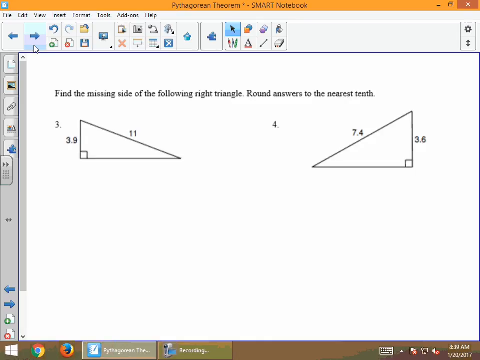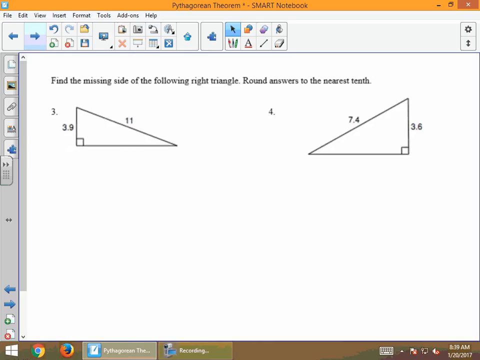So we look at 3 and 4. Again, we're going to find the missing side of this right triangle, but it's nice because this time we can round. We don't necessarily have to worry about simplifying those radicals. And if you notice, some of the parts are decimals already, so that's a good indicator that you're not going to have to simplify the radicals. You can just kind of plug everything into your calculator.